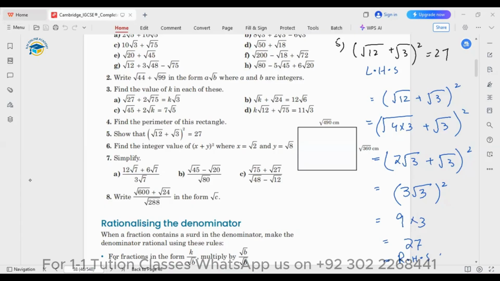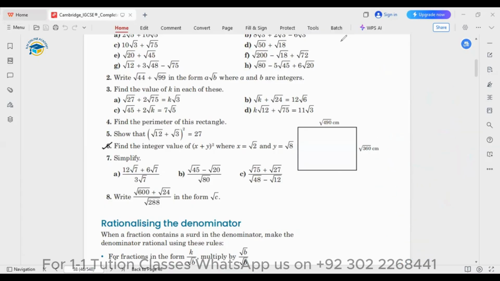Next, we need to move towards part number 6. They gave: find the integer value of (x + y)², and they gave us the x and y values as well. For x and y, integer value means that you need to give your answer in the form of a whole number, which can be either positive or negative. There isn't any restriction for that.